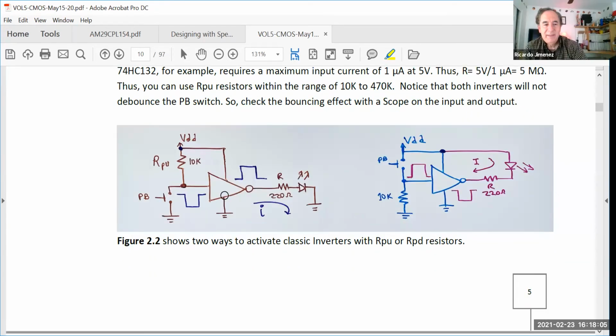And right here, this is an inverter. This is the symbol of an inverter. You need to know the symbols. In this class, you don't need to know exactly what is happening in the hardware, but you need to know the symbols.